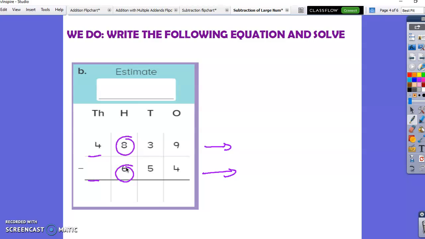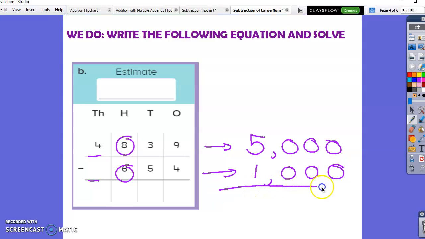Now, the 8 is going to tell the 4,000 you need to go up one more. And it rounds up to 5,000. The 6 in the hundreds place will tell my 0 in your thousands place that it also is going to round up to 1,000. Make sure your digits are lined up. Make sure you put your symbol.